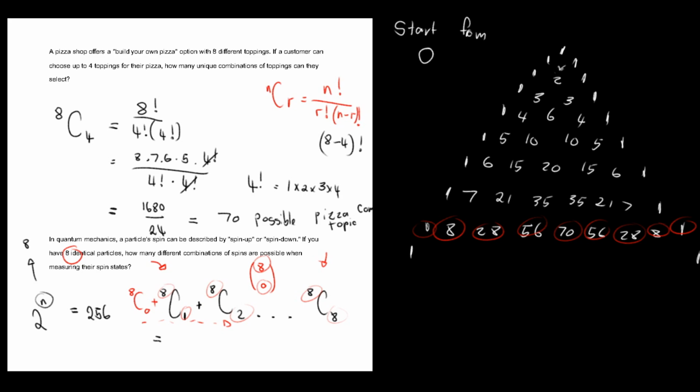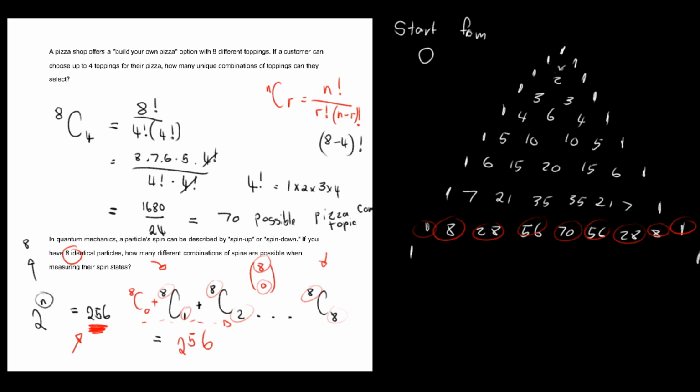So let's do that. Let's see. Well, we know our final answer should be, when we use this Pascal formula, our final answer should be 256. So let's see on a calculator. 1 plus 8 plus 28 plus 56 plus 70 plus 56 plus 28 plus 8 plus 1. And that does in fact give me the total sum of 256. Okay. Let's look at one more example over here.